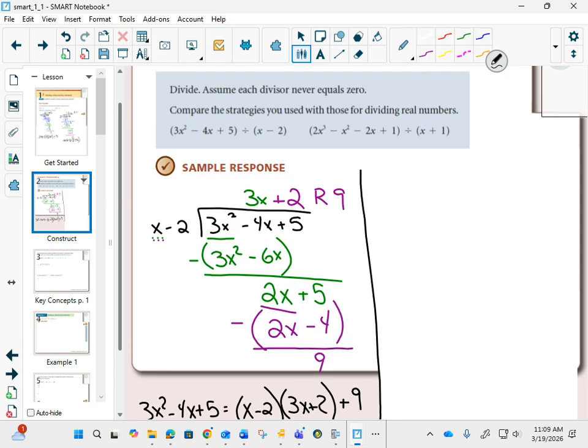The second one. This time we have a cubed. X plus 1 divided by 2x cubed minus x squared minus 2x plus 1. First thing is a 2x cubed. And the nice thing about long division is if you get the first way of doing it, you just repeat the same thing over and over again. It's the same steps every single time. What would I have to multiply x by to get 2x cubed?